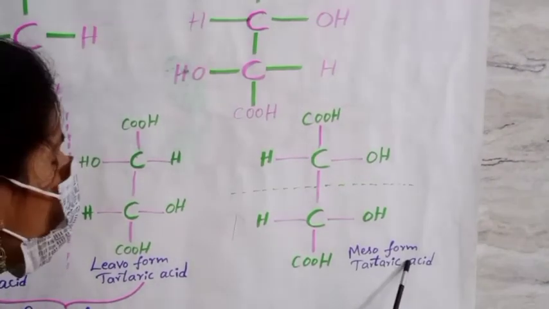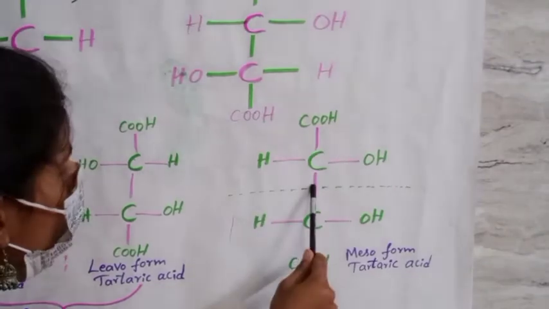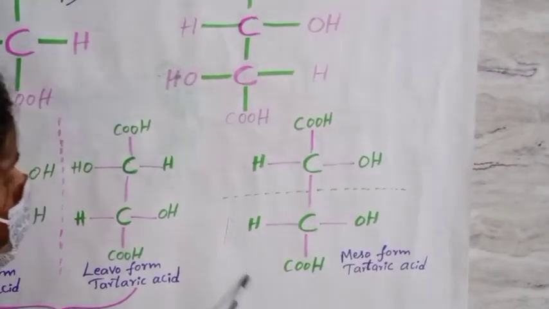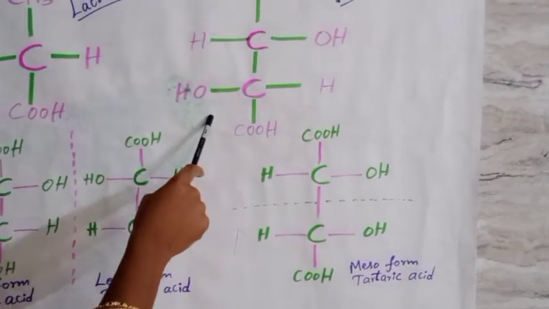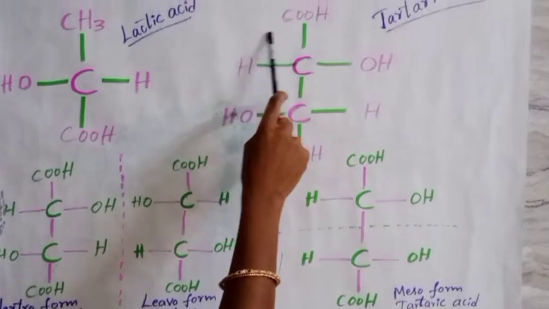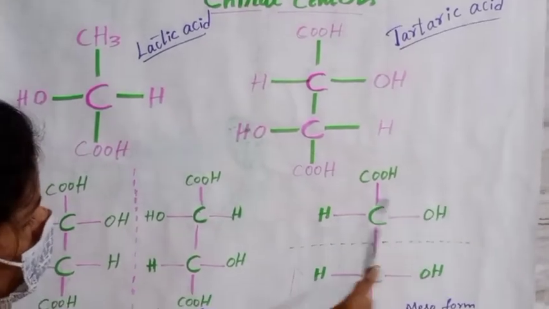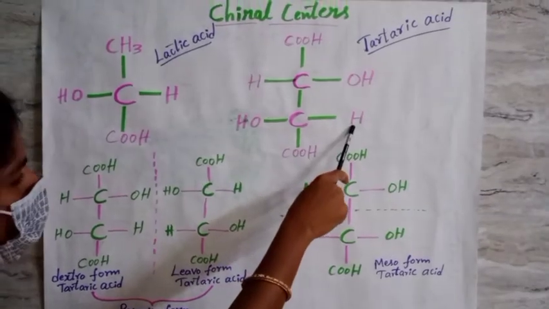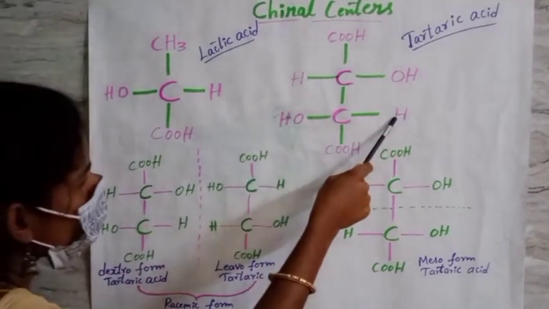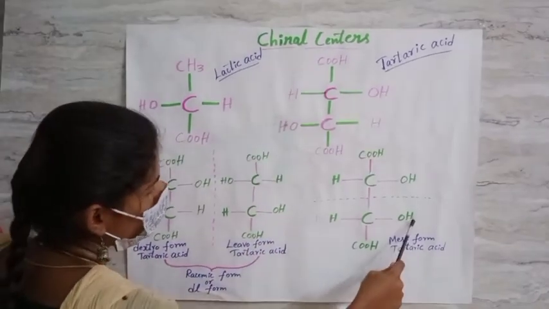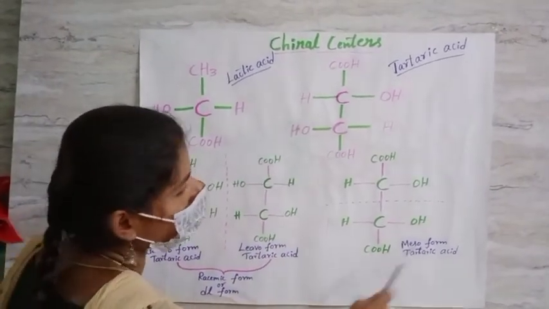So in this meso form, one molecule is rotated in the clockwise direction and the other one is rotated in the anti-clockwise direction. Here we have tartaric acid. When we rotate the plane polarized light in the clockwise direction, we get OH and H here. And when we rotate it in the anti-clockwise direction, the hydrogen will be on this side and the OH group will be on this side. So this is the meso form of tartaric acid.